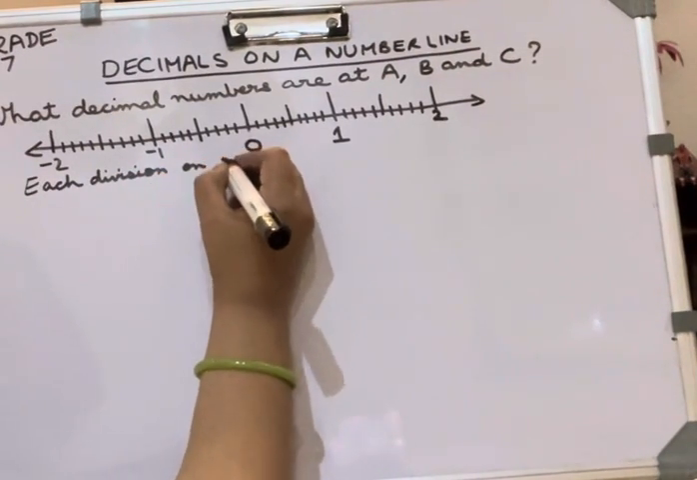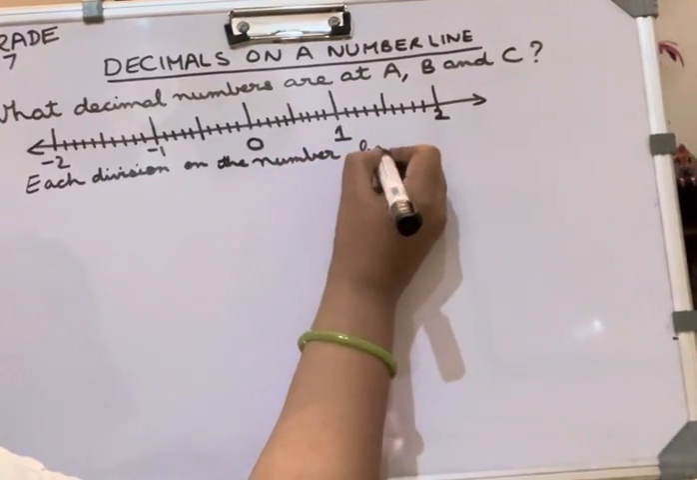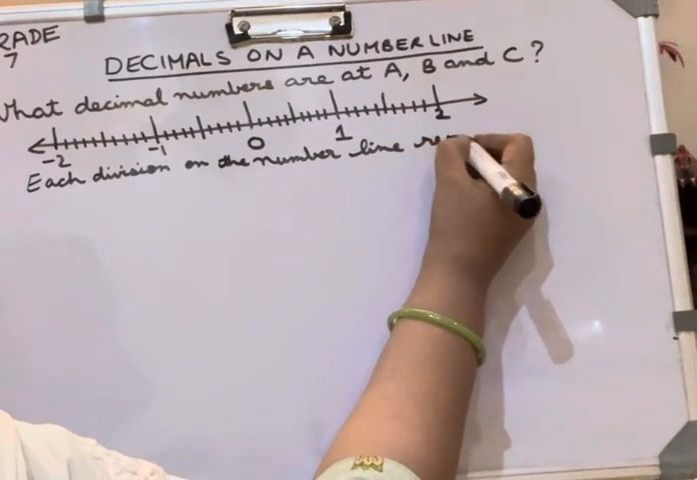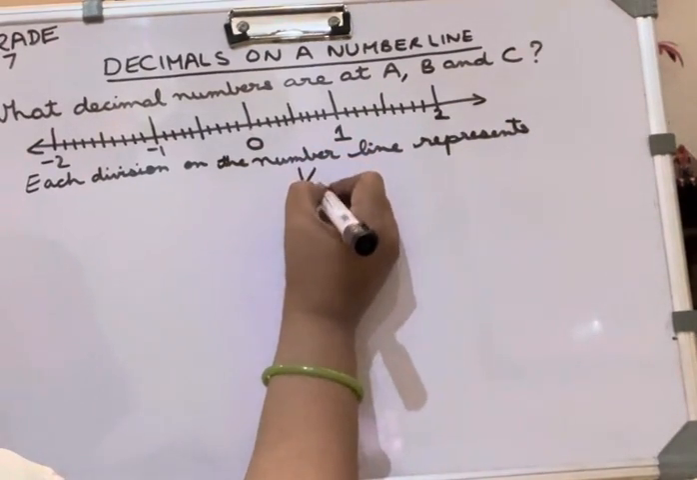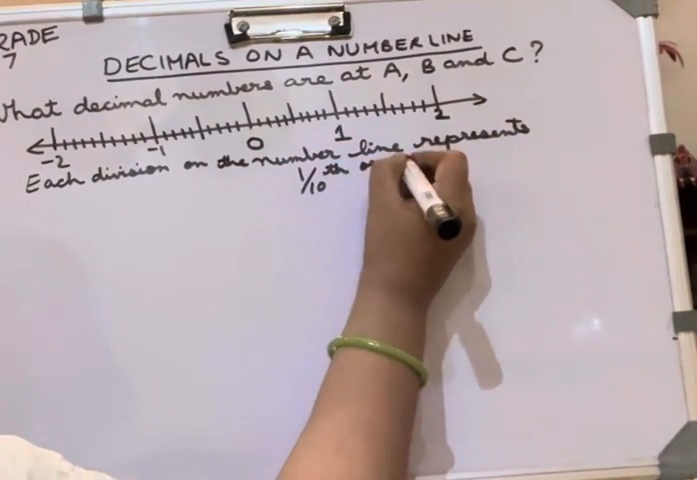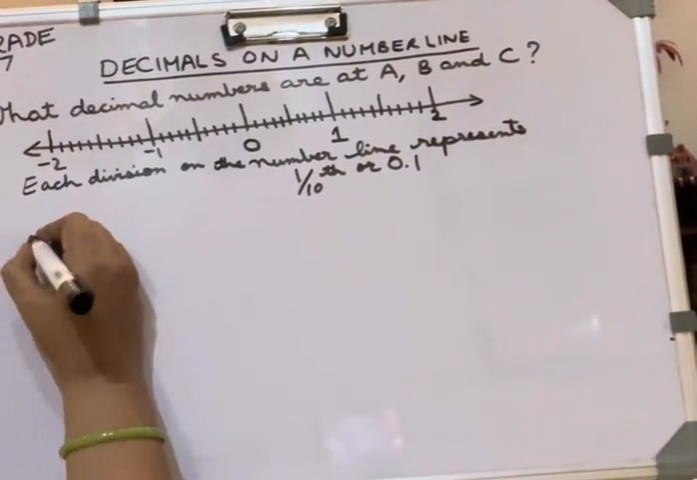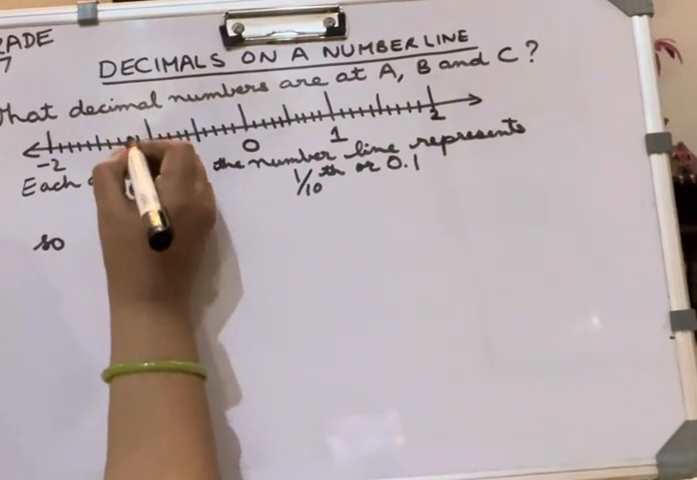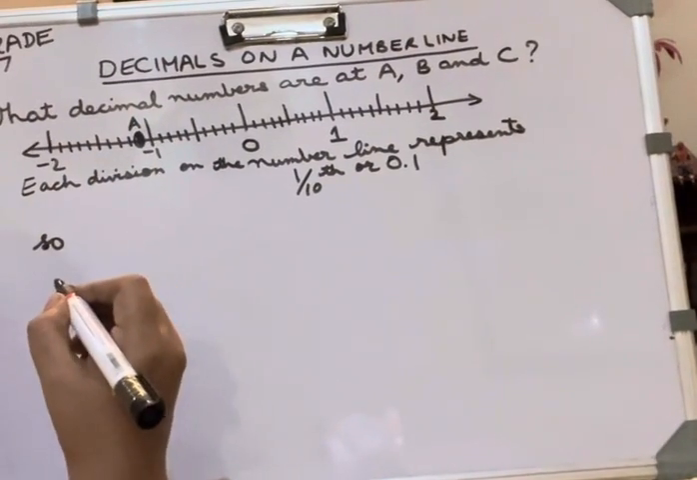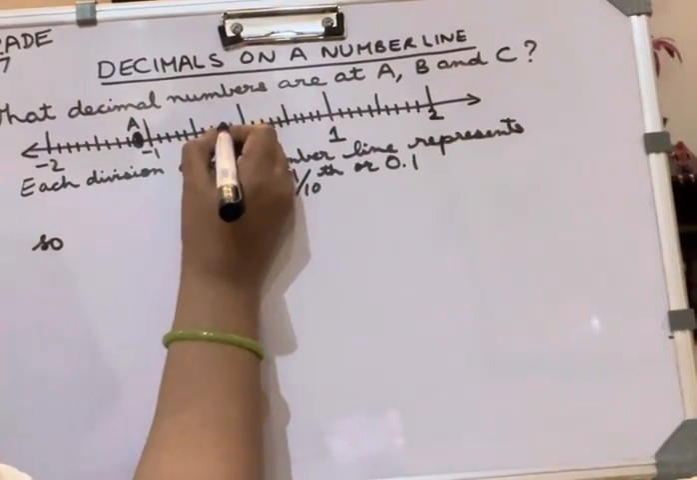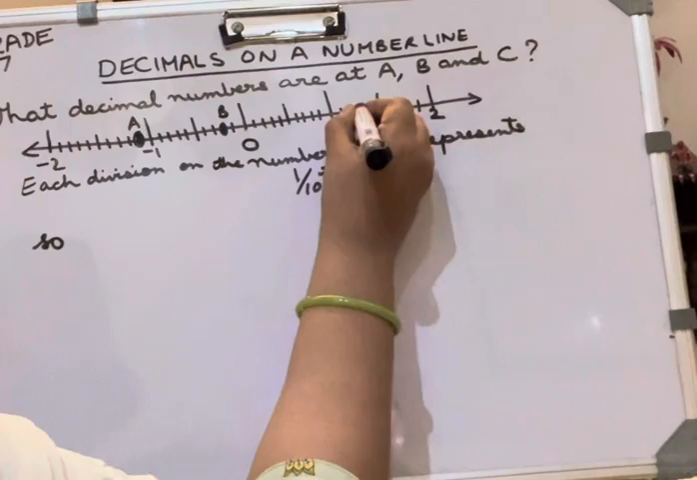on the number line represents one by 10th or 0.1 the value. So now we observe that this is A. This is A and then this is B and this is C.